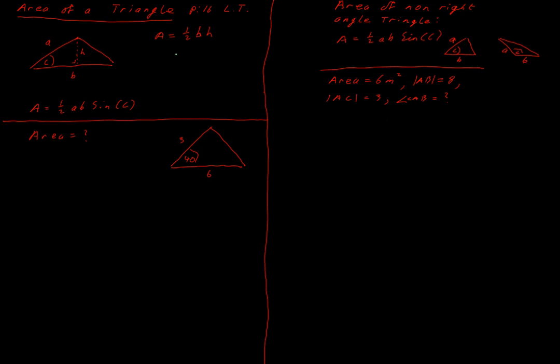So I've got the sine of C would equal the opposite over the hypotenuse. The opposite over the hypotenuse would be h over a. Rearranging then, h would be equal to a sine c. Subbing that into the formula I have known for years, I get half ab sine c.